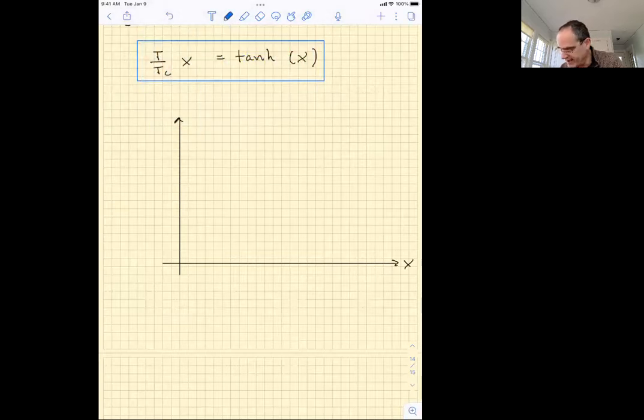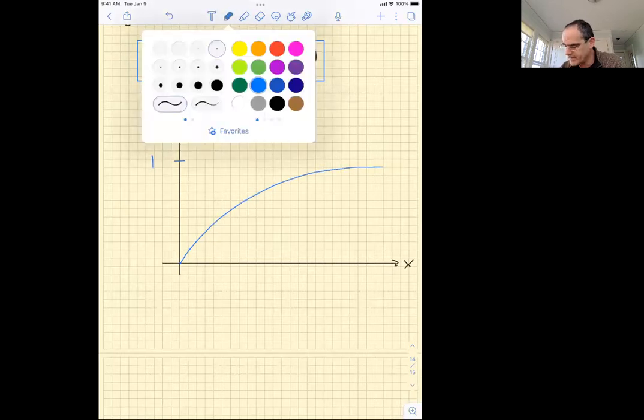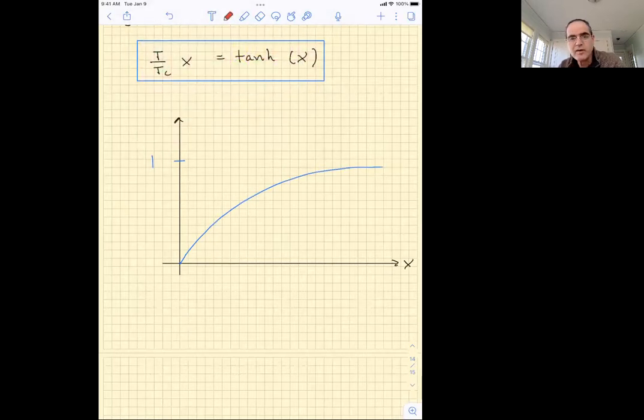First, let's sketch the right-hand side of the equation. That's the hyperbolic tangent function. Okay? So that begins from the origin with a slope of 1, and then as x gets larger, it kind of curves over and asymptotically approaches the value 1. Now, what about the left-hand side of the equation? Well, the left-hand side of the equation is clearly just a straight line. And the slope of the straight line is T over Tc. So we can imagine a couple of cases.